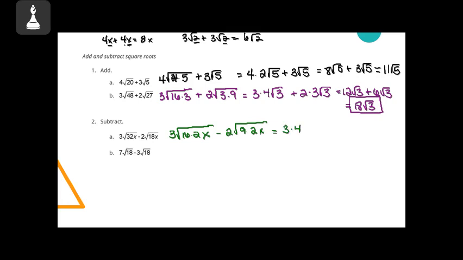Now we have a 2 out front. The square root of 9 is 3. So that's going to join my 2. I cannot square root 2 and x. So I now have 12 root 2x minus 6 root 2x for a total of 6 root 2x, because 12 minus 6 is 6.